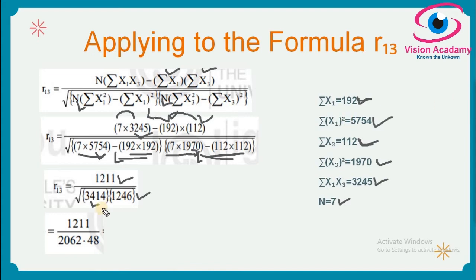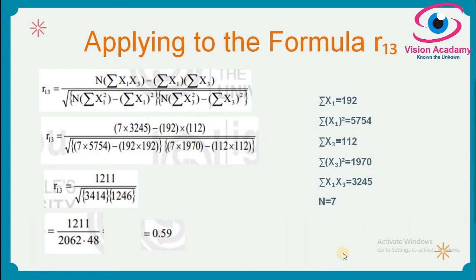The numerator 1211 is the same, and in the denominator I will multiply 3414 into 1246. Thereafter I will take the root of the multiplied value. So I got 2062.48. For the next step I will divide 1211 by 2062.48, and then I got the R13 value, 0.59. So in this way we also obtained the value of R13.